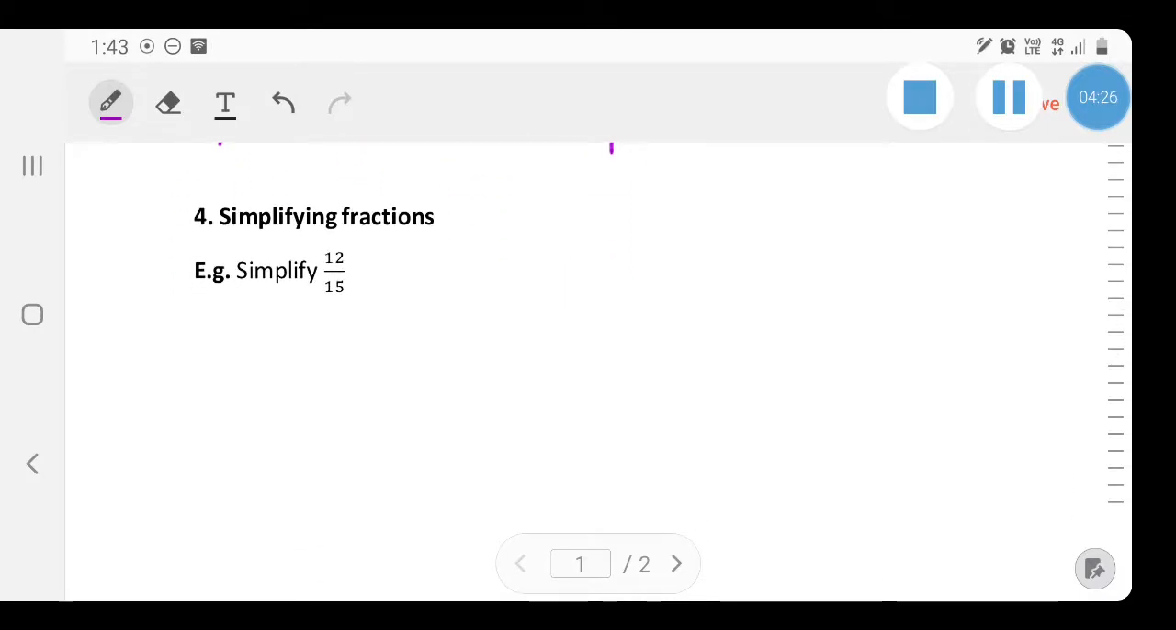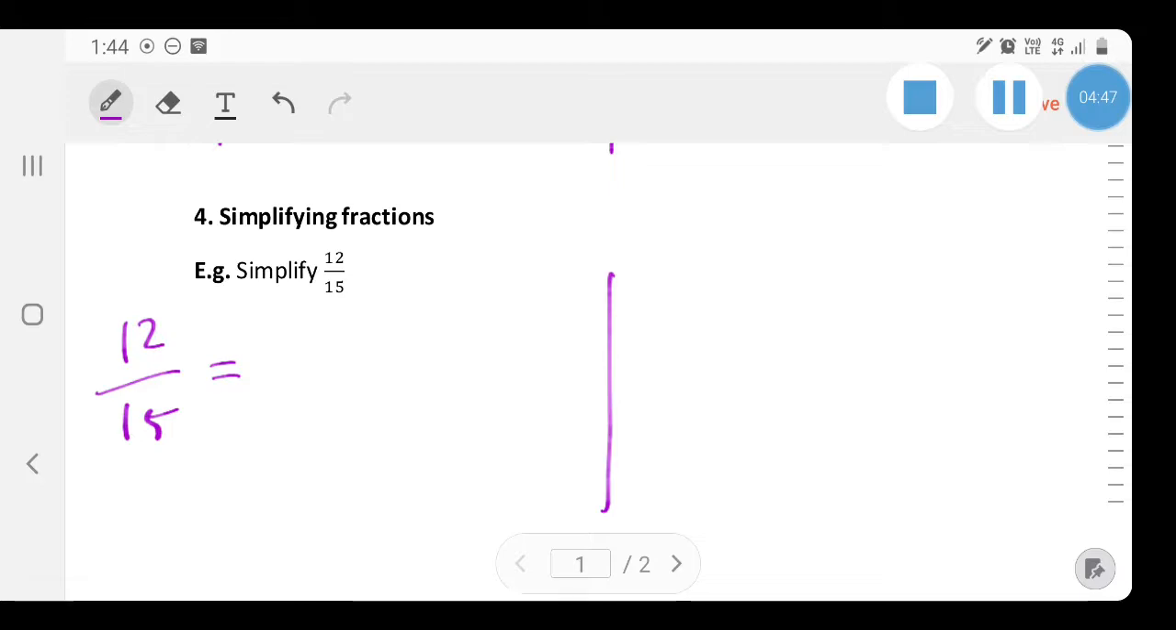All right, simplifying fractions. There's a couple of ways to think about this. We're going to consider both options. 12 over 15. We need to simplify that down. I'm going to do it in 2 different ways.